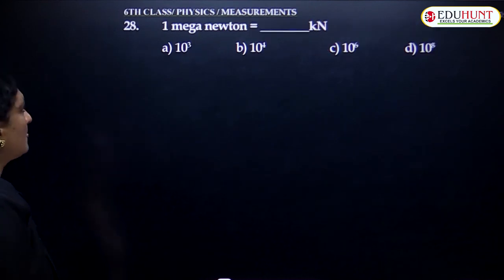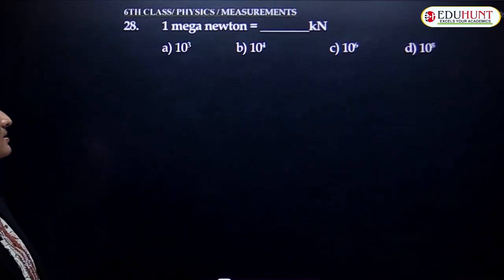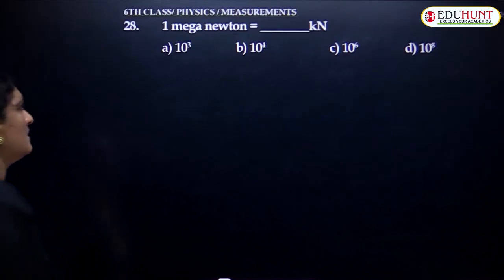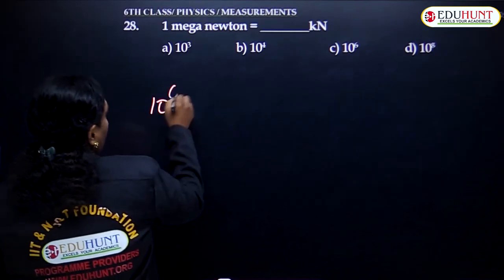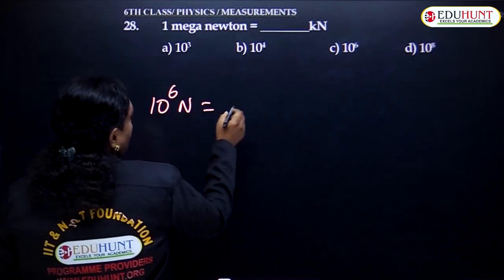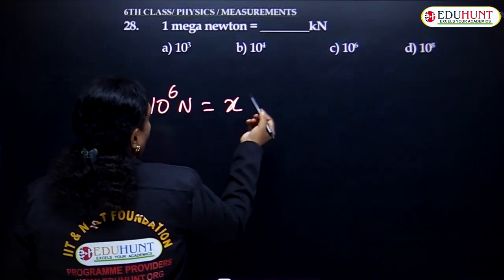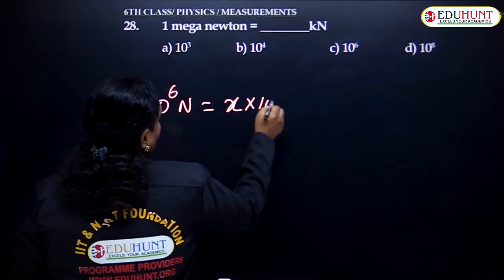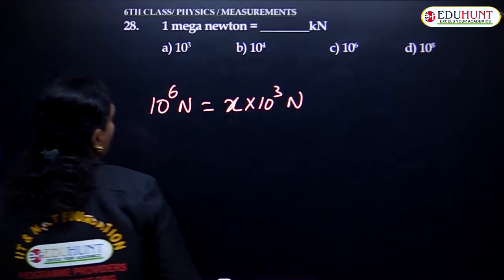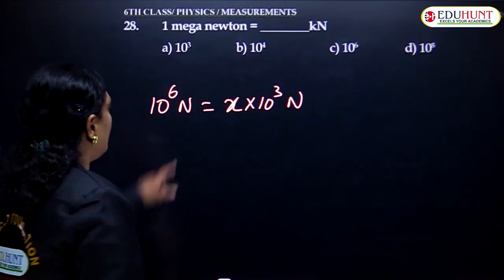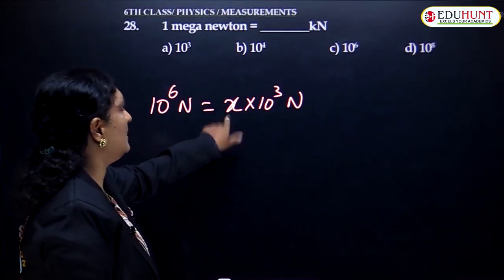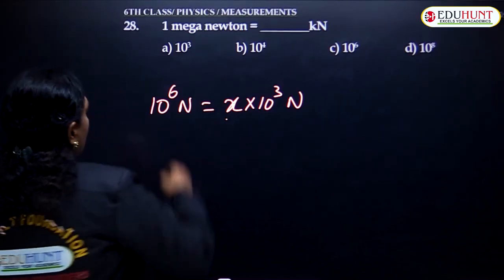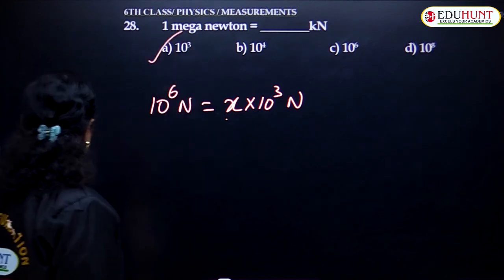It is used. 1 mega Newton is equal to how many kilonewtons? Mega means how much, children? 10 power 6. So, 10 power 6 Newton is equal to how much? How many kilonewtons have they asked you? Kilo means 10 power 3 newtons. So, how much is there, children? Here, how many are left over? 10 power 3 is left over. Hence, your answer is A.